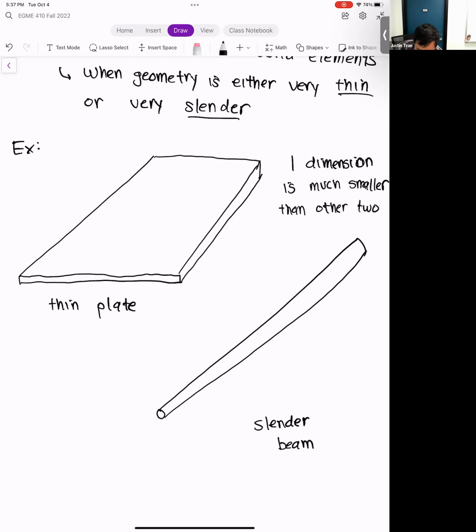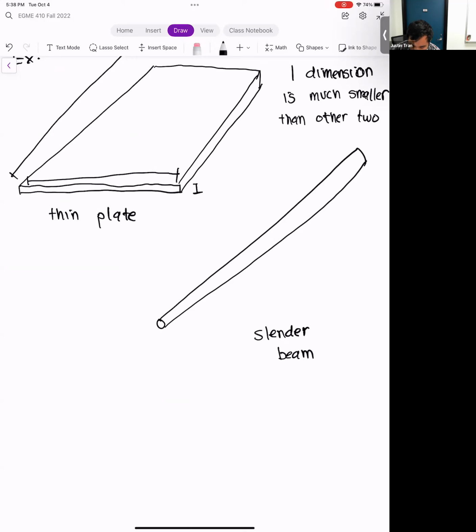And so in this case, we have the thickness of this plate. If we compare that to the width of the plate into the page and the width of the plate parallel to the page, the thickness is a lot smaller than those two. And so that's what we consider to be thin. And so for the slender beam, we consider a geometry slender when one dimension is much, much larger than the other.